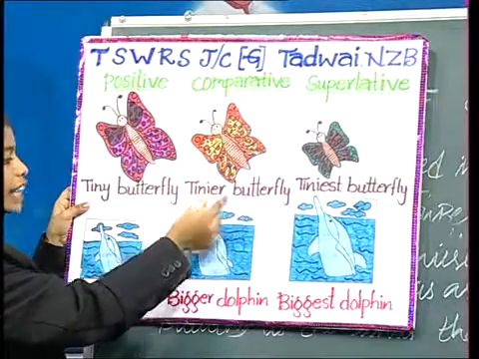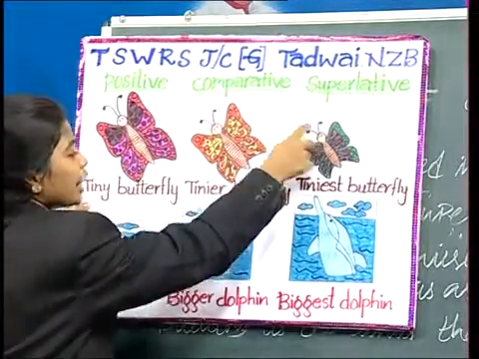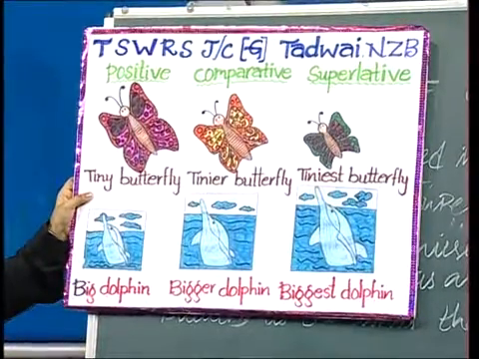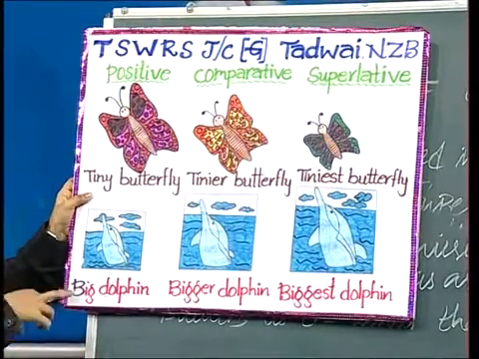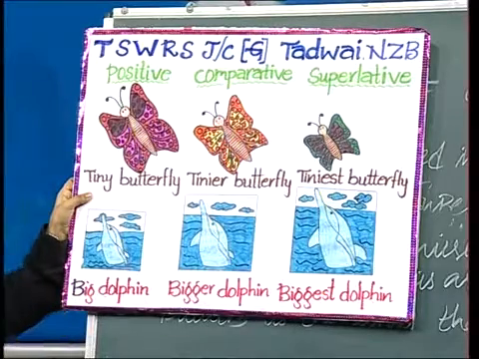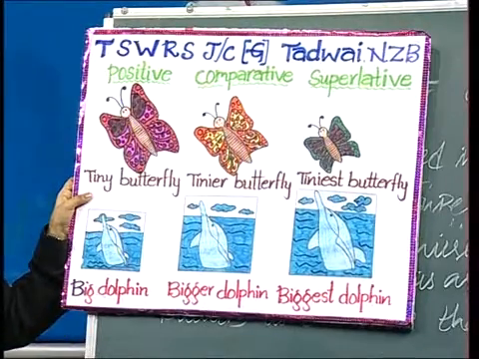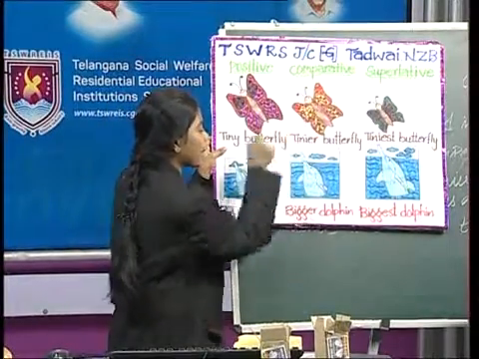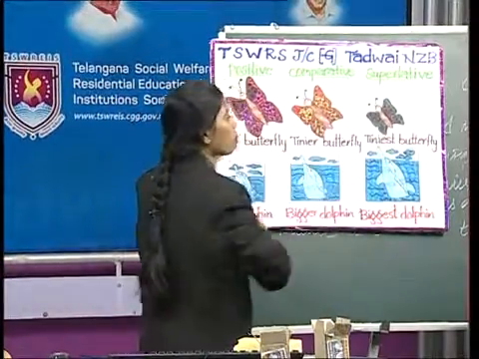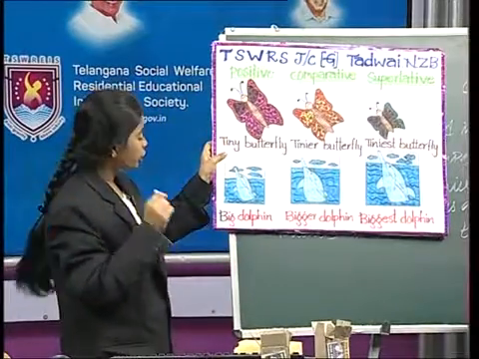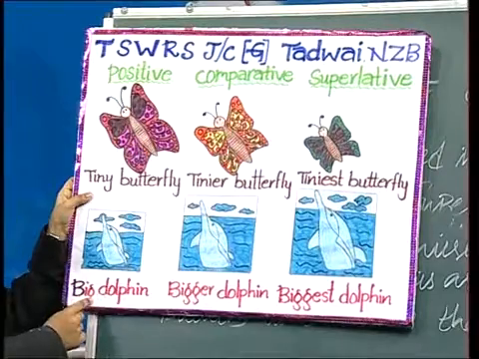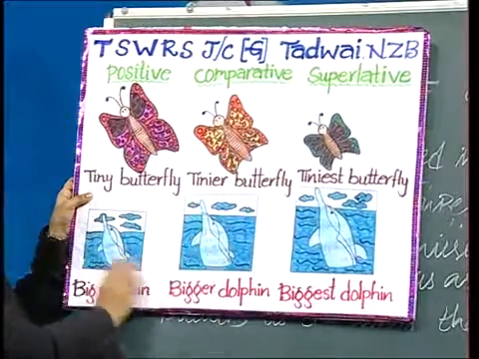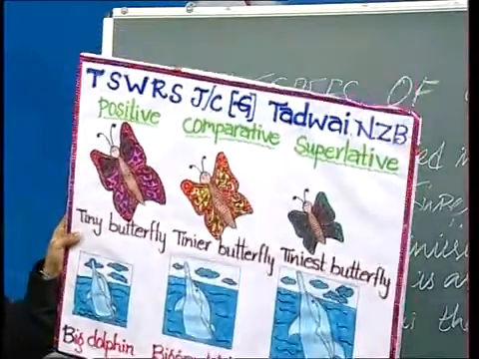It becomes tinier butterfly, and in superlative, tiniest butterfly. So, just now we discussed that when the adjective is a common adjective and ends with a G, the G becomes double in the comparative and in the superlative form of the positive form of the adjective. Friends, here the big dolphin, here the bigger dolphin, here the biggest dolphin of these two dolphins.